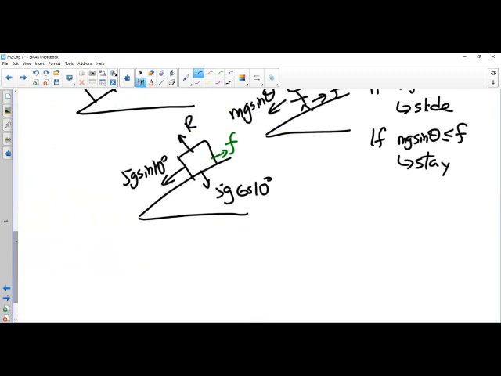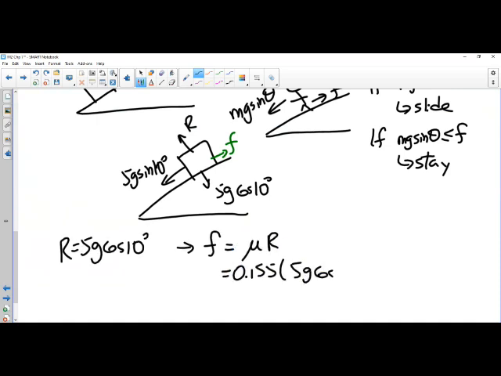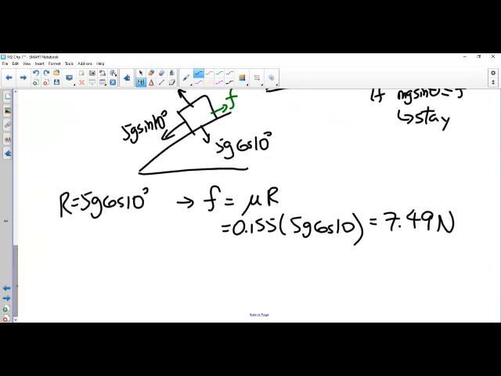So what's F then? For reaction, we know reaction equals 5g cos 10 degrees. Therefore, F equals mu R equals 0.155 times 5g cos 10 degrees. Put in the calculator, that's 7.49 Newton. Now, what about the weight pulled by gravity, the gravitational force? 5g sine 10, put it in a calculator, that will be 8.509 Newton.